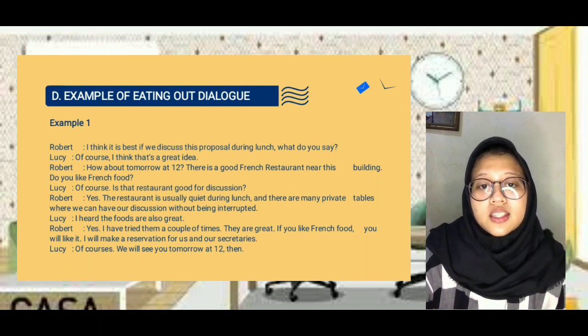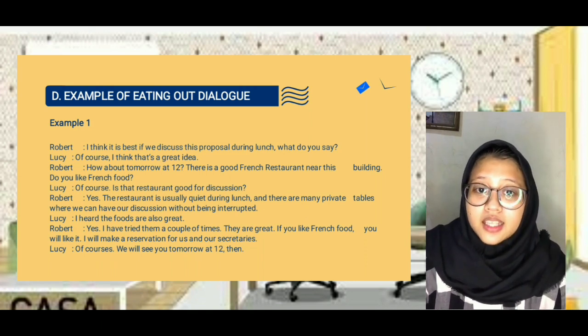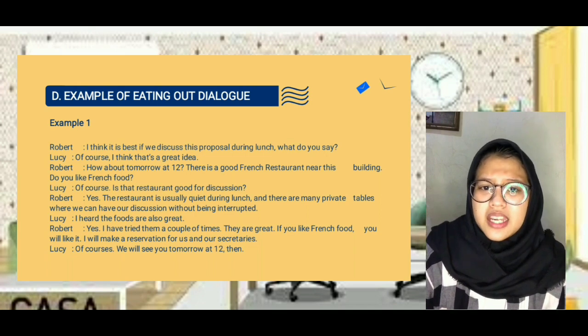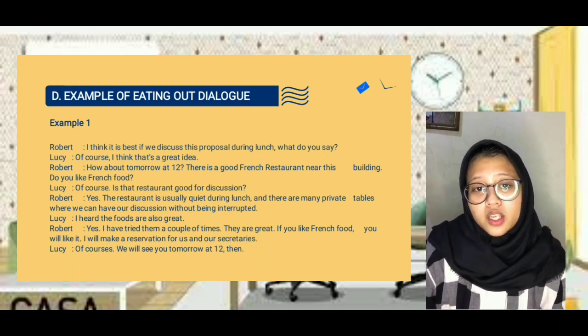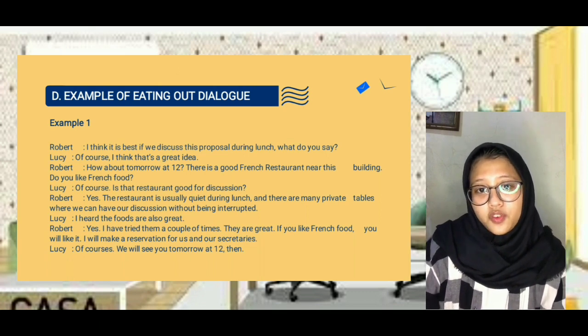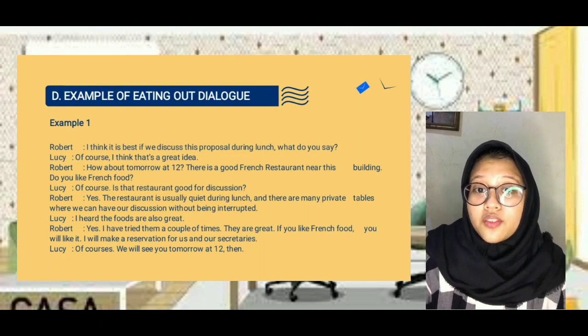Lucy said, I heard the foods are also great. Robert said, yes, I have tried them a couple of times. They are great. If you like French food, you will like it. I will make a reservation for us and our secretaries. Lucy said, of course, we will see you tomorrow at 12 then.